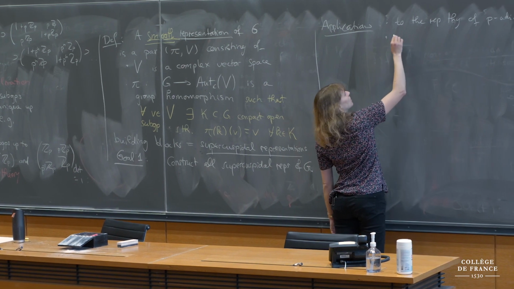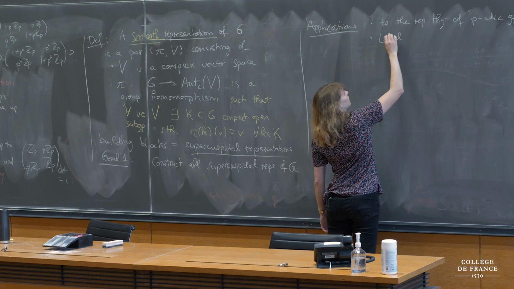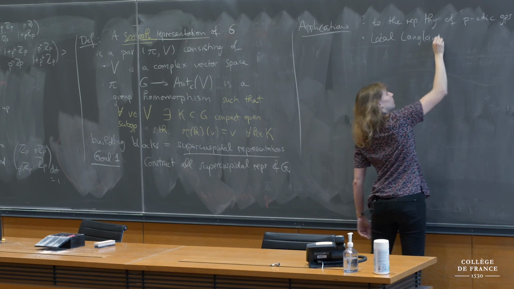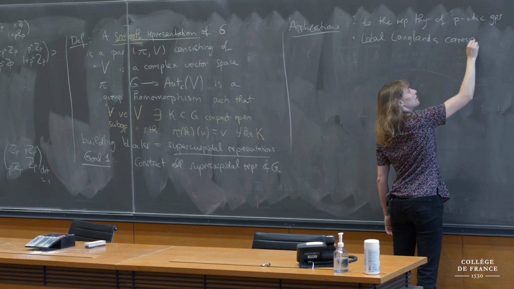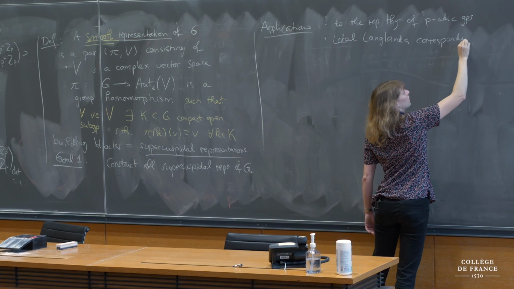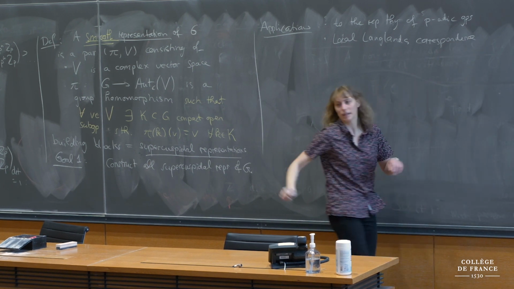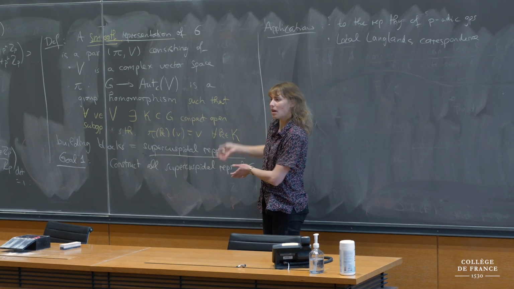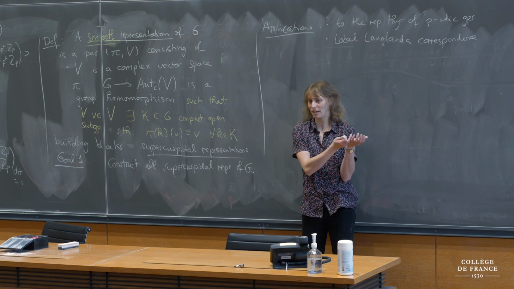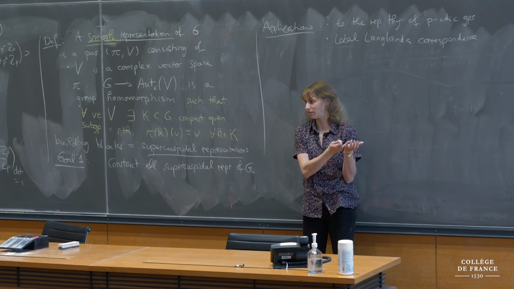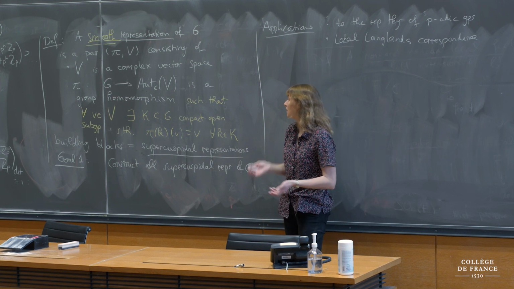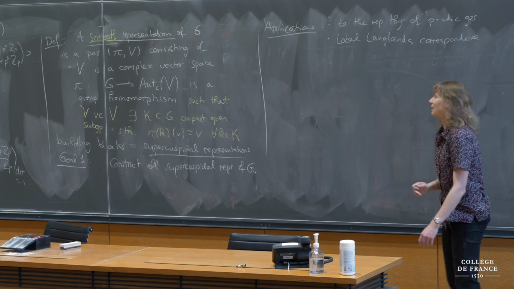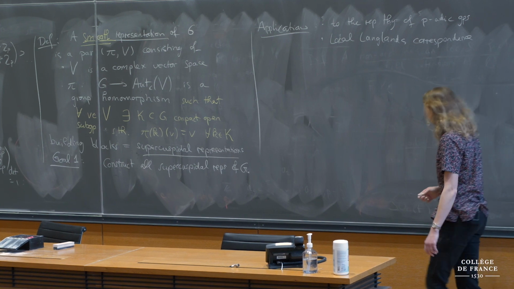Another application is also to the local Langlands correspondence. The idea of the local Langlands correspondence is that to every representation of a p-adic group, there should be some number theoretic parameter attached to it, which is a Galois representation roughly. And so if you want to do this explicitly, you better know how to write down these representations explicitly so that you can then attach the Langlands parameters explicitly to it.